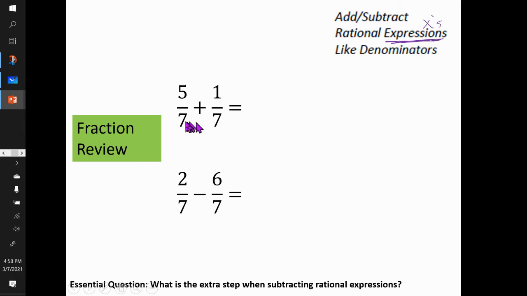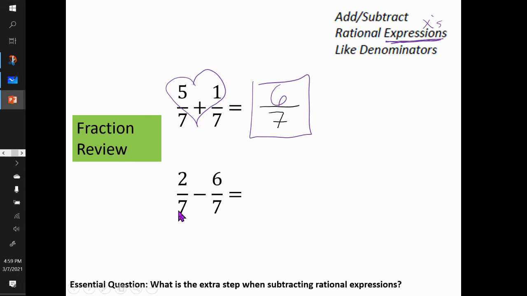And here is where most people make their mistake. Just don't do anything to the bottom. You're just going to leave that 7 on the bottom. What you're going to do to the top, since they have the same denominator, that means these fractions are in love, and you're going to just combine the tops. So you do 5 plus 1, which is 6, and that is you adding those fractions together.